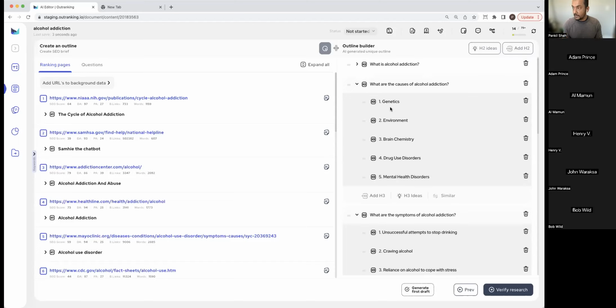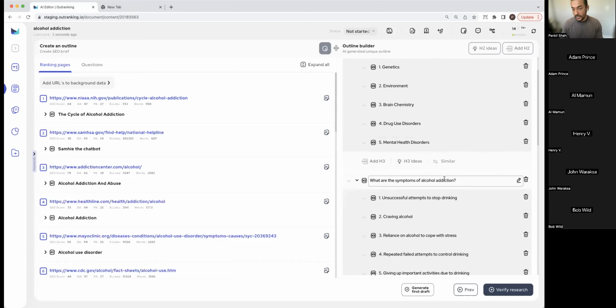And when you're talking about products or comparing products, you will see that it often talks about a buyer's guide, and it brings out those concepts which people might be comparing in different products and things like that. So for this use case, we have: what are the causes of alcohol addiction? And you can see genetics, environment, brain chemistry, drug use disorder, mental health disorder. There could be a few more reasons, right?